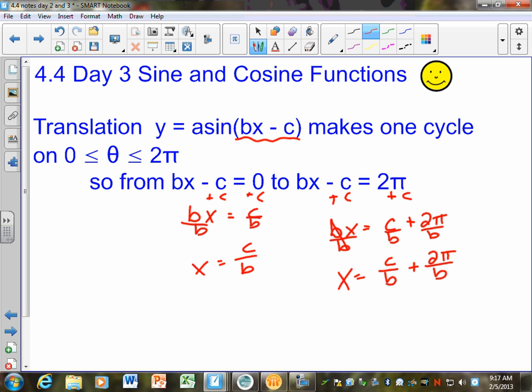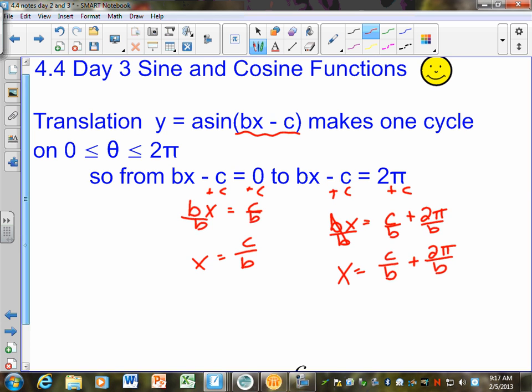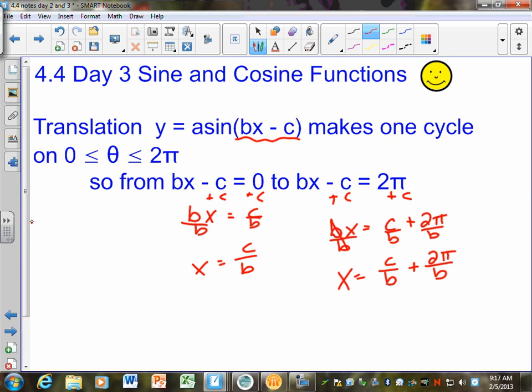2 pi over b, does that ring a bell to you? That's the formula I gave you for the period, so it's not a coincidence that it shows up here. The c over b is the new part. We can tell what the shift is by doing c over b. So I just want to show you where that c over b comes from. We can say that this graph has one cycle from c over b to c over b plus 2 pi over b.